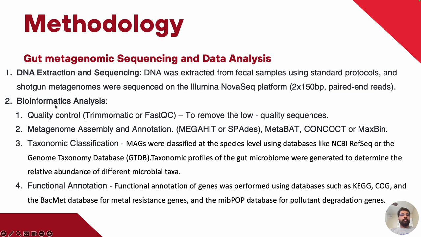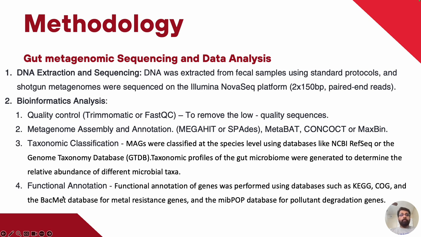They used bioinformatic analysis, starting with quality control. They used Trimmomatic and FastQC to remove all the noise, or the low quality sequences. Then metagenome assembly and annotation. For that, they used tools like MEGAHIT, MetaBAT, and CONCOCT, and so on. And then the taxonomy classification to classify these organisms. So they used the NCBI RefSeq genome taxonomy database. Those are some of the tools that they use to classify.